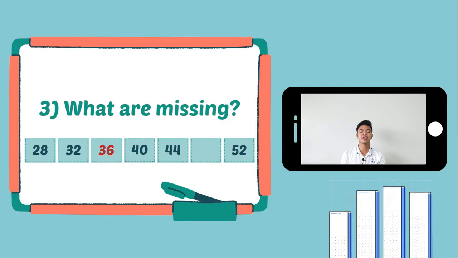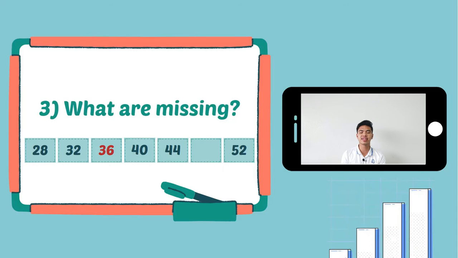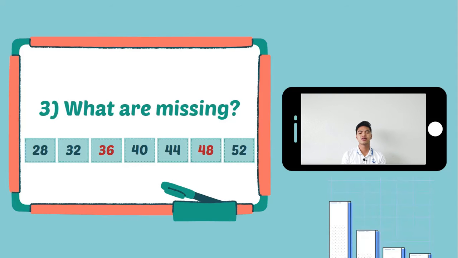So we have it already, and 40 plus 4 is 44. So to find out the next number, we're going to add 4 again. So 44 plus 4 equals, good job, 48. So 48, and then 48 plus 4 is equal to 52. Therefore, we have the series of numbers 28, 32, 36, 40, 44, 48, and then 52.